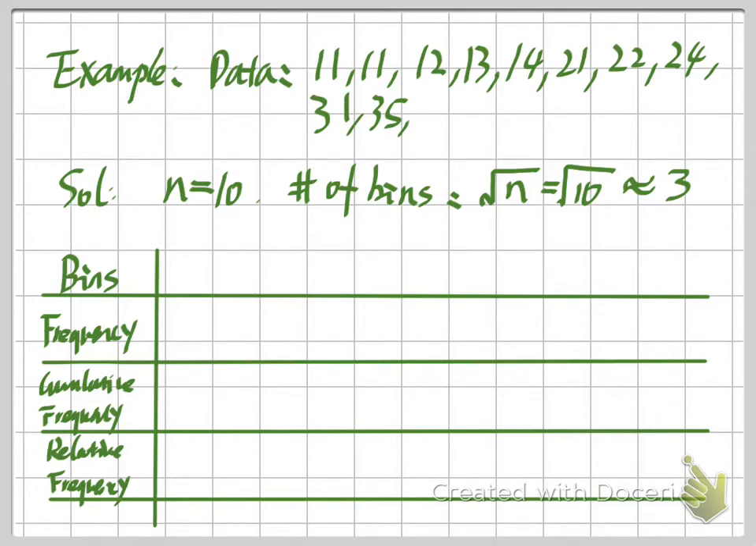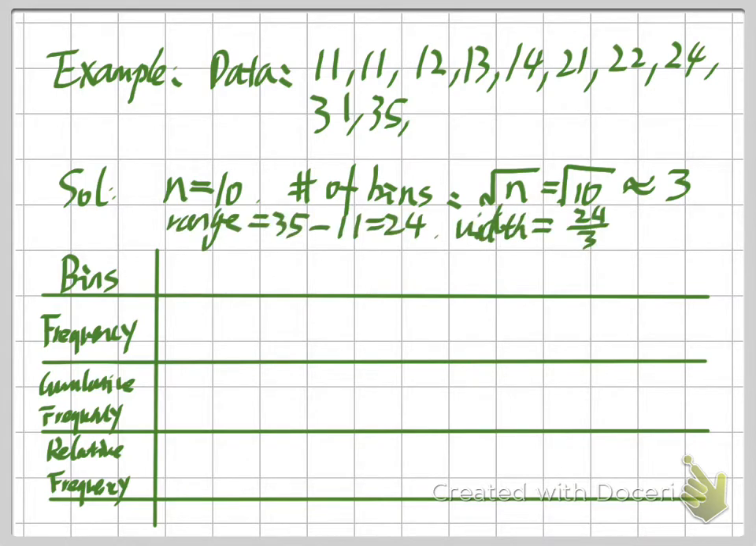There are actually different ways, but in general the width of the range in each bin is equal. The minimum is 11 and the maximum is 35, so the total range of our data is 24. Then the width of each bin should equal 24 divided by 3, and the answer is 8. So the first range will go from 11 until 11 plus the width of 8, so it's until 19.